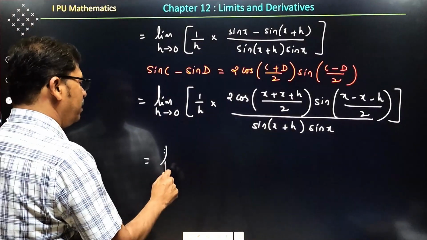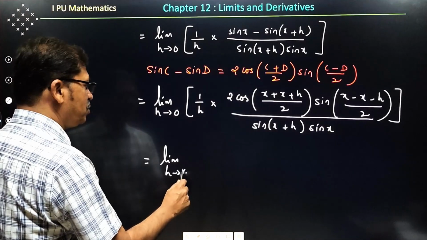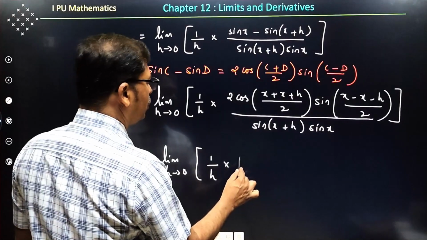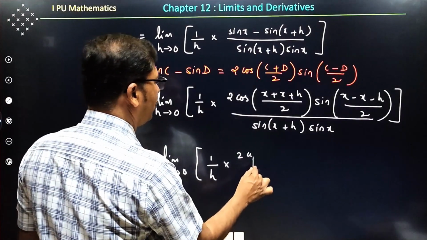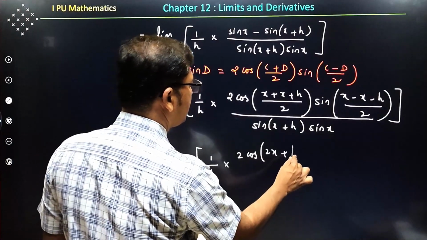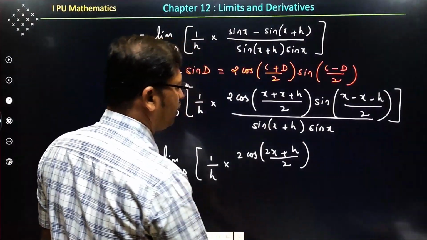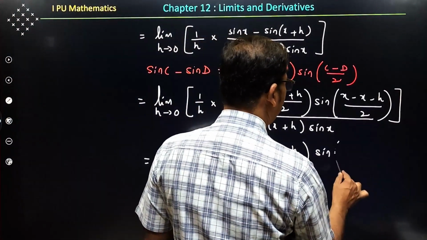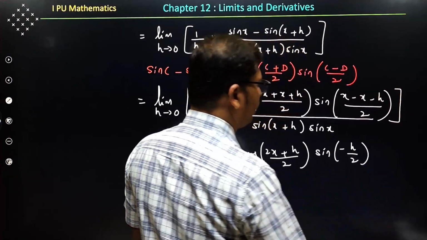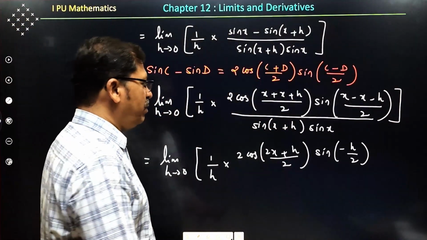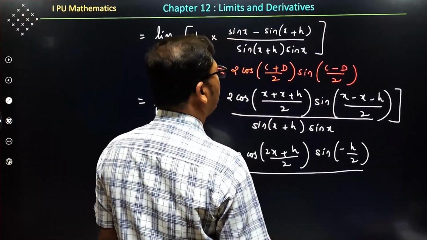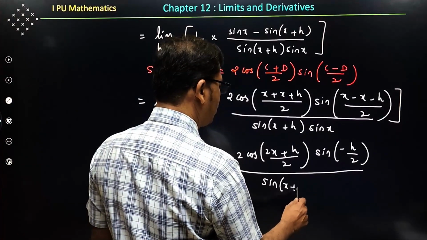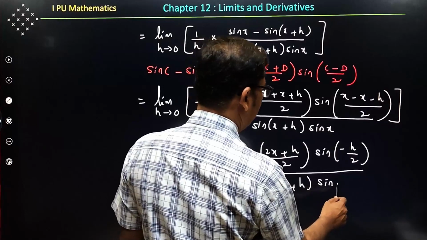This is equal to limit h tends to 0, 1 upon h into 2 into cos of x plus x is 2x plus h divided by 2, into sin of x, x cancels, minus h by 2, sin of minus h divided by 2, and then whole divided by sin of x plus h into sin x.